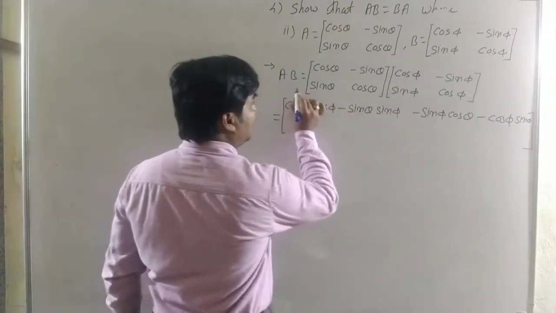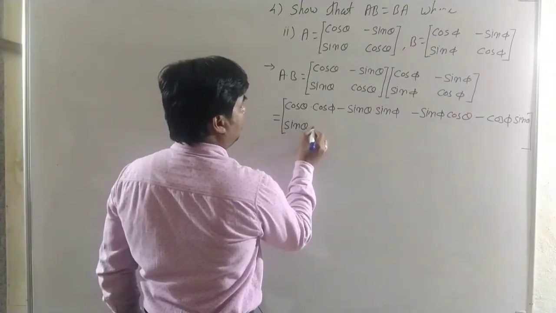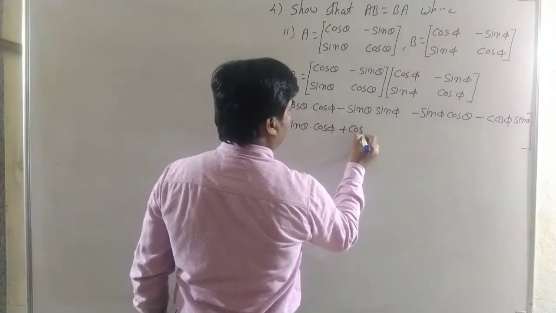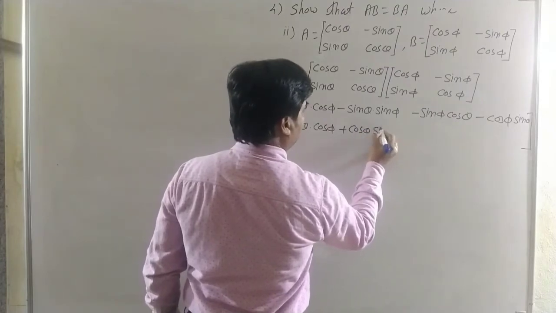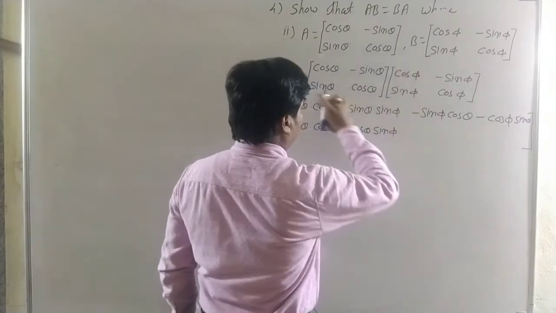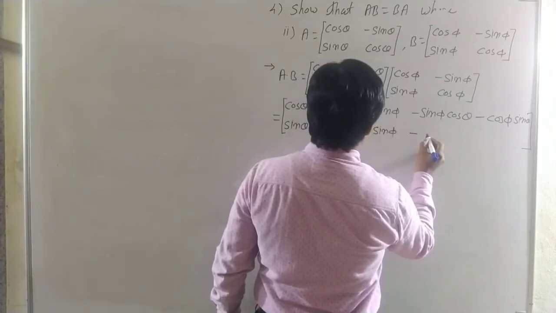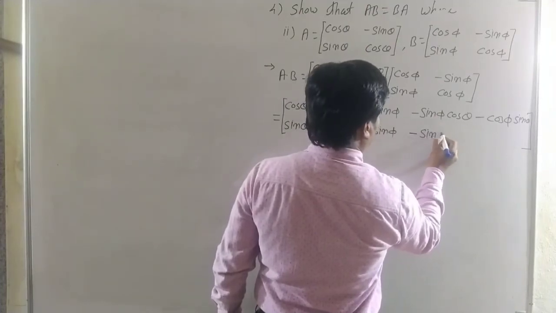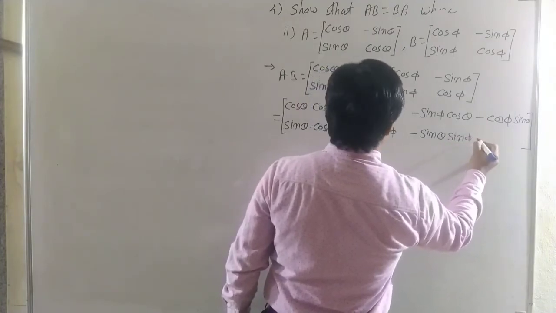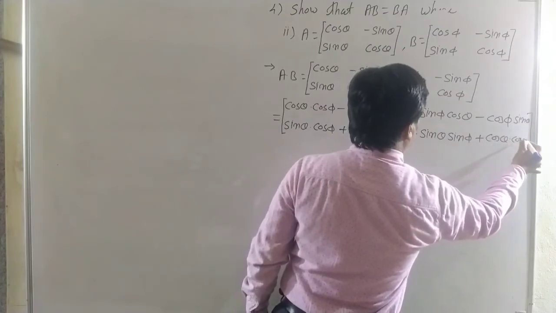Now second row first column: sin theta cos phi plus cos theta sin phi. Second row first column. Now second row second column: minus sin theta sin phi and plus cos theta cos phi.